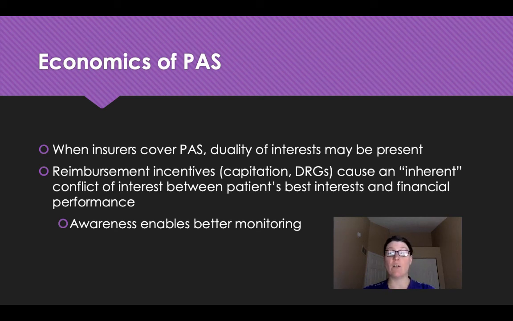Economics of these types of procedures. When insurers cover physician-assisted suicide, there may be some duality of interest here. So reimbursement incentives through things like capitation and DRGs cause an inherent conflict of interest between what's the patient's best interest and our financial performance. So it's important that we work through those types of ethical dilemmas as well. Again, not an issue here in PA, but in states like Washington and Oregon, it certainly is. And they need to make sure that they're really working in the patient's best interest and not making decisions based on finances.